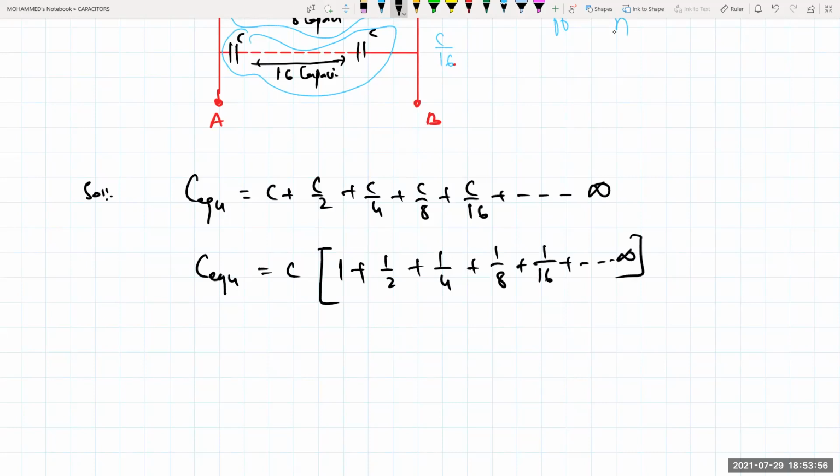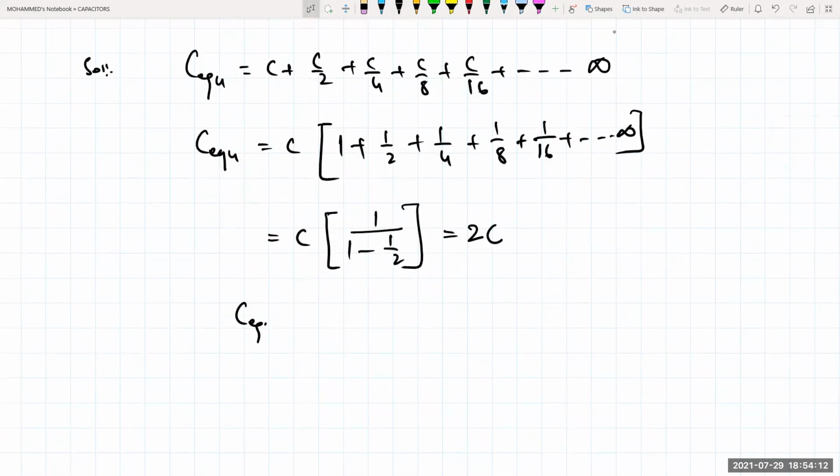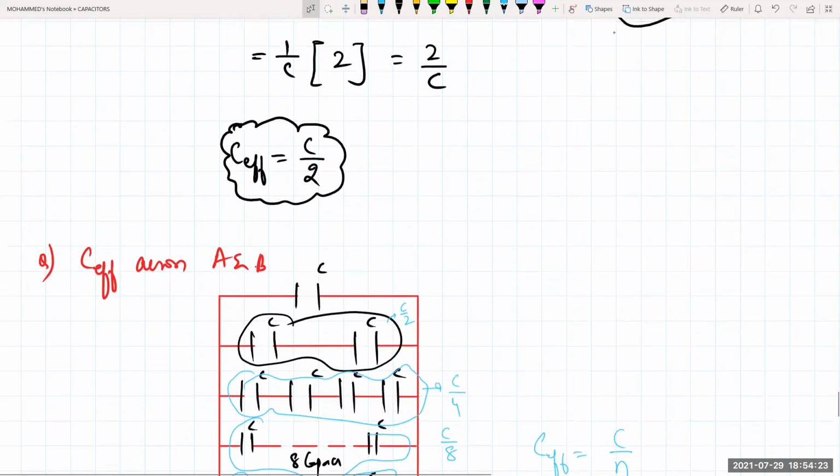Again, what is the common ratio? 1 by 2. So I can write this as 1 divided by 1 minus 1 by 2. 1 minus 1 by 2 is 1 by 2, that means 2C. So C equivalent will be 2C, that is the answer. Clear? Got it? See, that is the way we need to do it. This is a basic thing only.